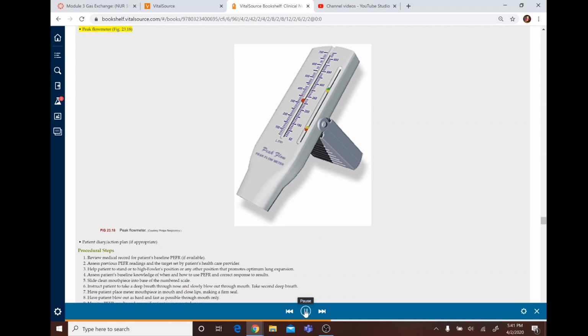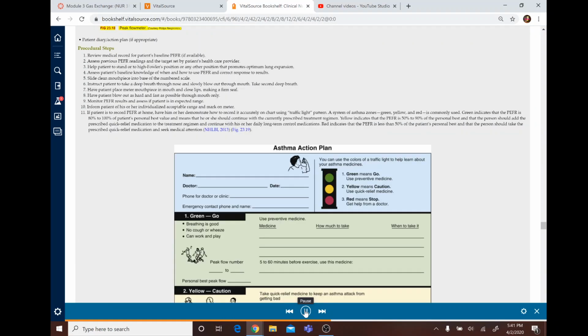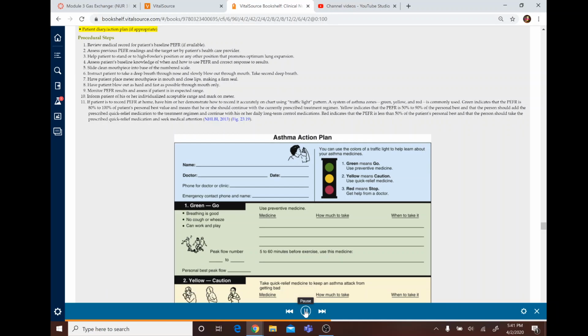Equipment. Peak flow meter, Fig 23.18. Fig 23.18 Peak flow meter. Courtesy Philips Respironics. Patient diary or action plan, if appropriate.